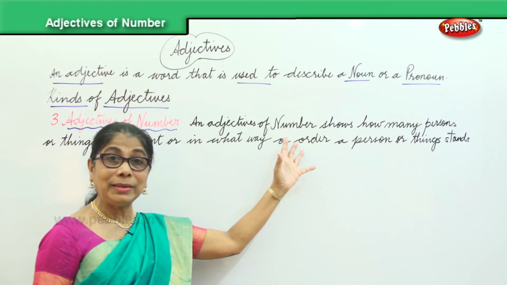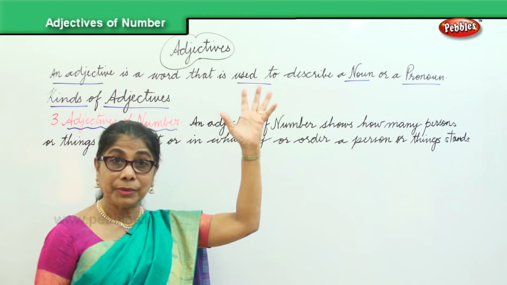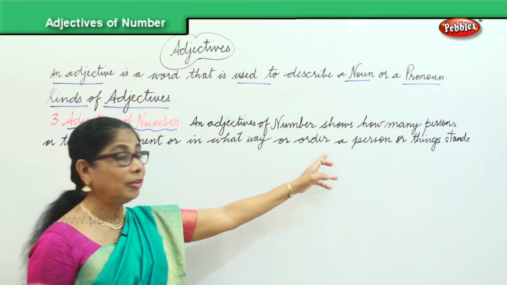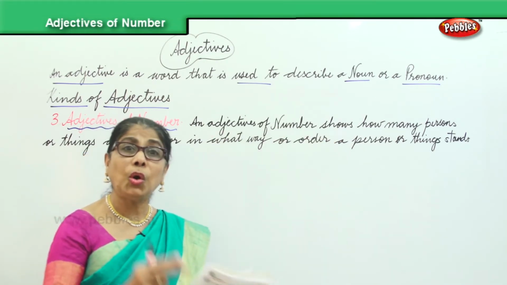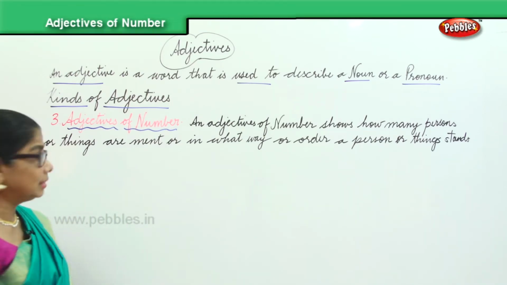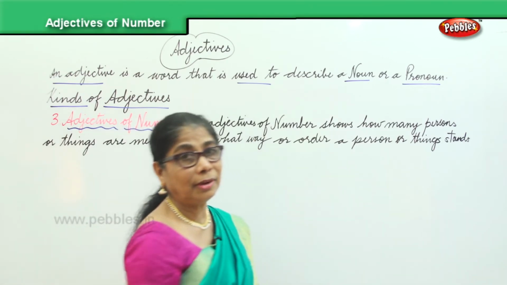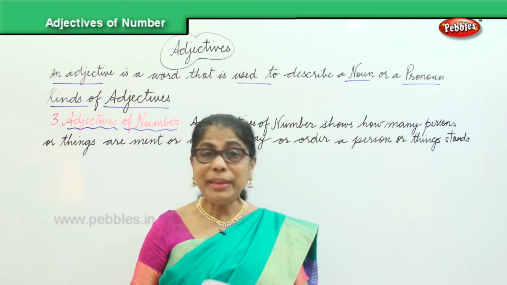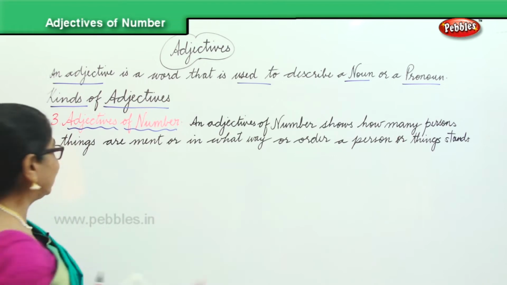And it answers the question, how many? Should I cut off from the third, all the trees? Should I bring, when I say the order of persons, the 5th, 7th, 9th child come here? So adjectives of number show how many persons or things are meant and what is the order in which a person or thing stands. Now we need to do some examples for us to understand what we are talking about.